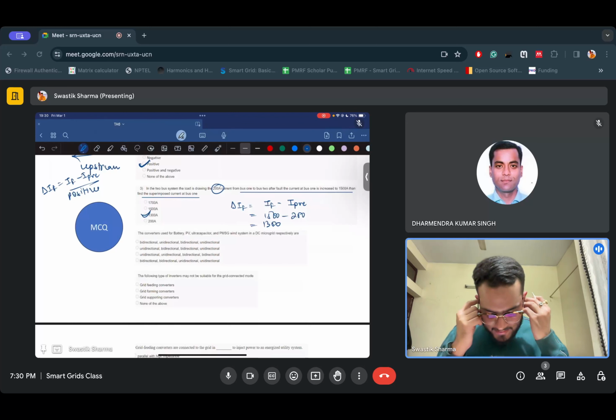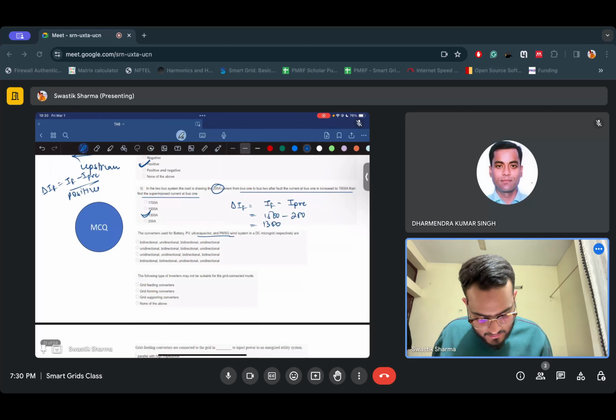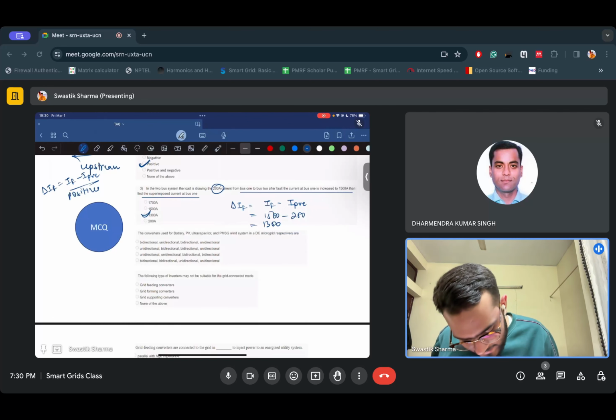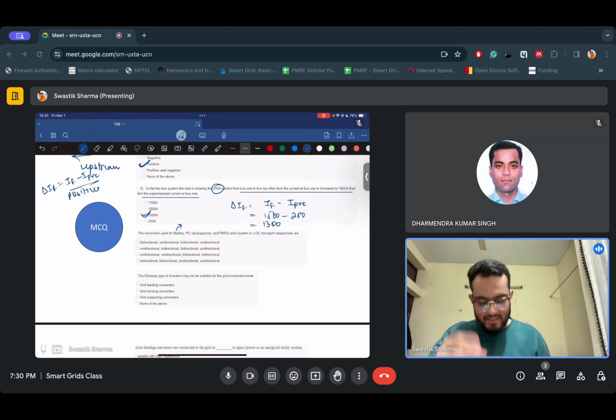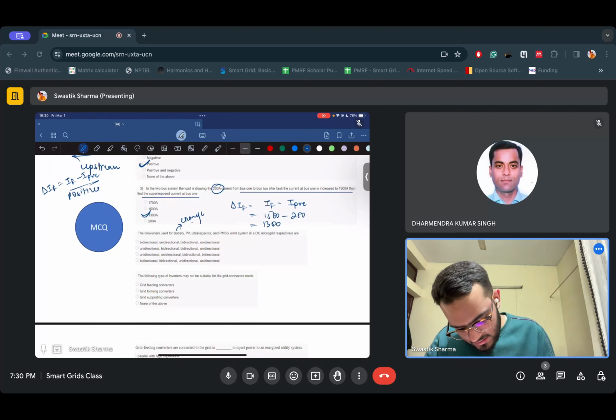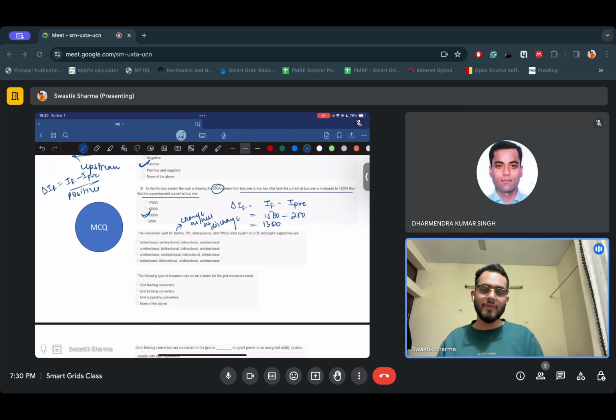Third question. The converters used for battery, PV, ultracapacitor, and PMSG wind system in a DC microgrid respectively are. Okay, answer me this. So a battery can charge and discharge, right? It can charge as well as discharge. So it can act both ways. It can supply as well as it can act as load. So it will require a bidirectional converter, right? A PV, will it require a bidirectional converter? Can it act as a load? Will it take power?